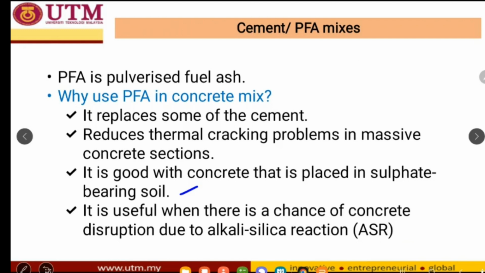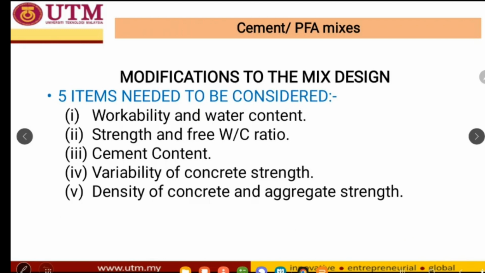Okay, so there is a tendency for the sulfate attack, and it is useful when there is a chance for the alkali silica reaction to happen in the concrete. Okay, so the modifications to the mix design are 5 items that need to be considered.